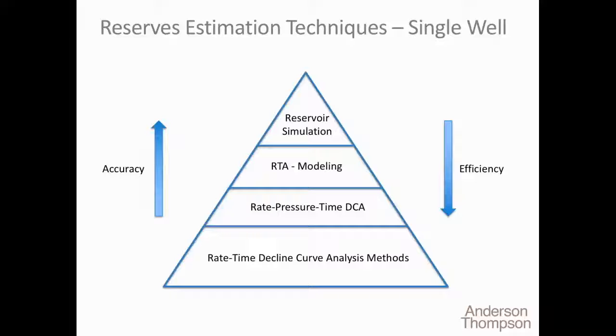So I built a little triangle, which is a really simplified way of looking at life when it comes to doing a production forecast and an EUR in a single well. At the bottom, this is the most popular technique in the world. It's traditional decline curve analysis and also other empirical rate-time analysis tools that would address unconventionals. Particularly, I'll mention the Arps method, stretched exponential decline, and power law exponential. All these methods were introduced in the last 6-7 years.